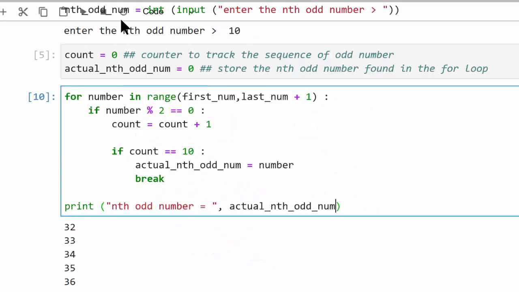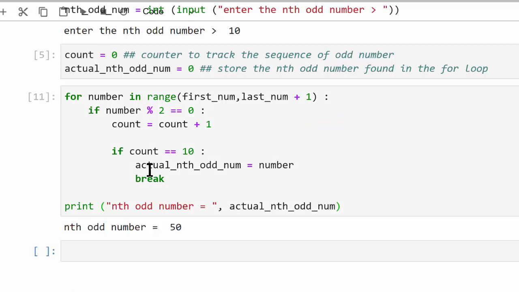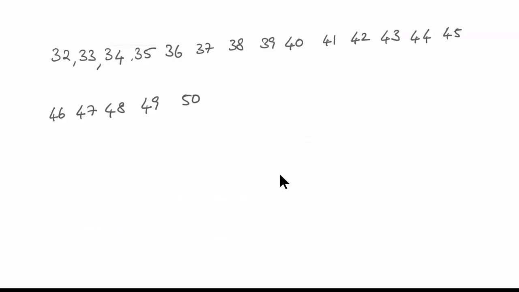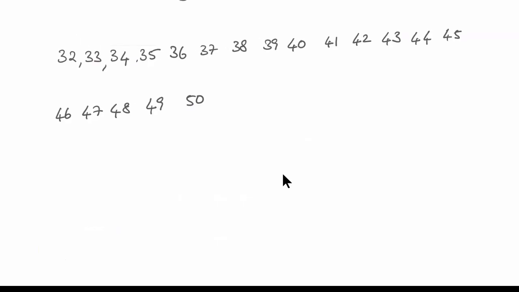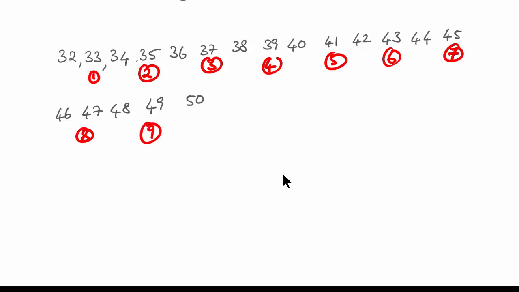So let's try to execute this. Shift enter. Ooh, the nth odd number is 50. So between 32 and 64, the nth odd number is 50. Can we just quickly check? Right, so this is the first odd number, second, third, fourth, fifth, sixth, seventh, and then eighth, ninth. 50 is not even an odd number, right? So 51 should be the odd number.